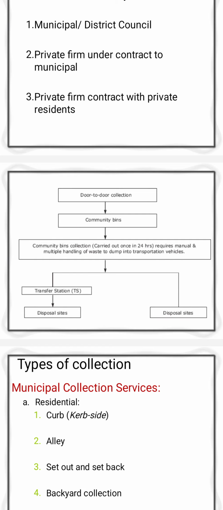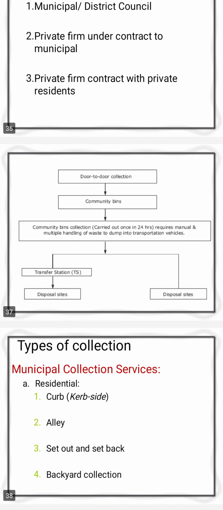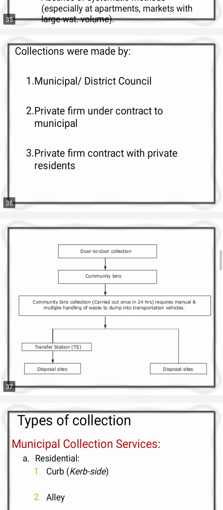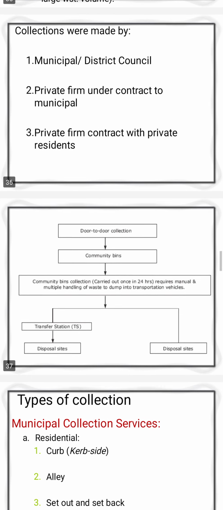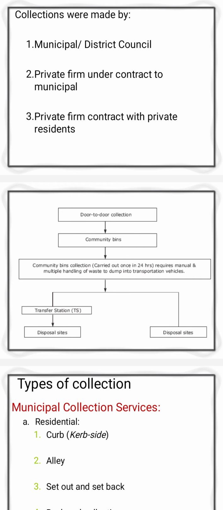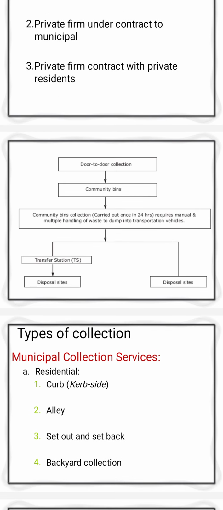These are some points that should be considered during collection of solid waste. After that, what are the different methods we are going to use for the collection of the waste? Before that, you can see the collection is made by either the municipal council, a district council, a private firm under contract to the municipality, or a private firm contracted by private residents. These are the various collection agents which collect the waste from the different houses and from the different centers. So what are the different methods for the collection of waste?